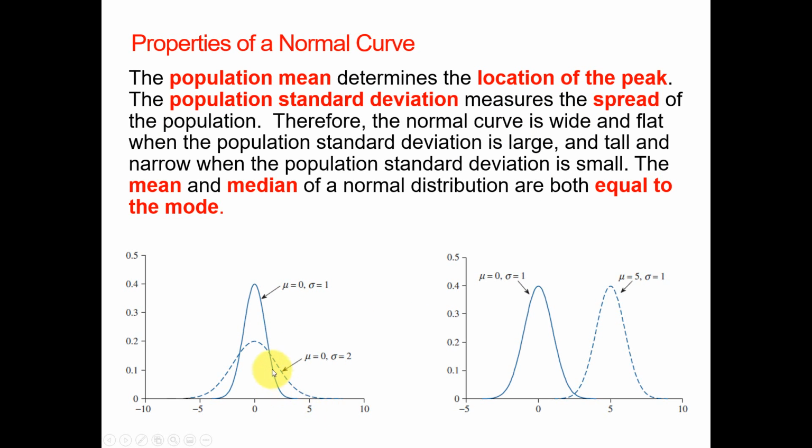So this distribution is much more spread out than this one, where it's really thin because its standard deviation is only 1. And talking about these two, they have the same standard deviation, the same spread or range, but the locations are different because their means are different. This one's mean is 0, so at 0 is the peak. For this one, the peak is at 5.